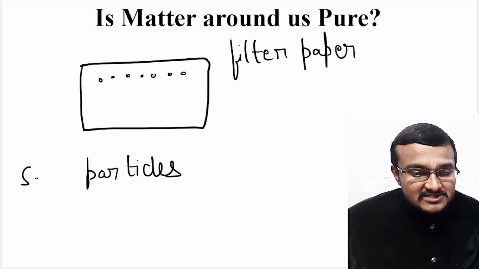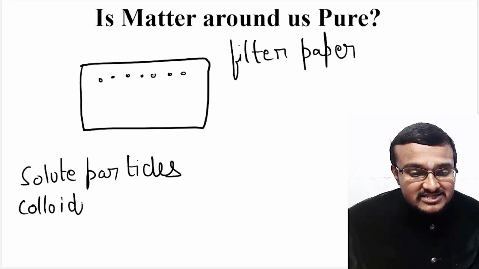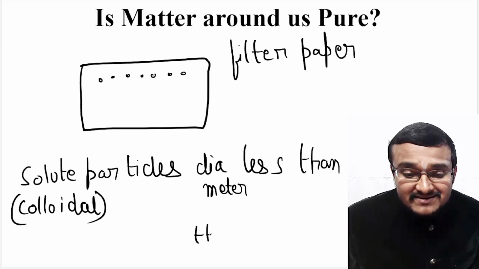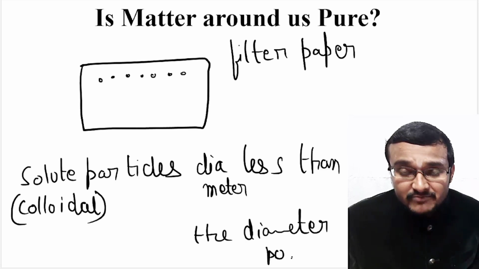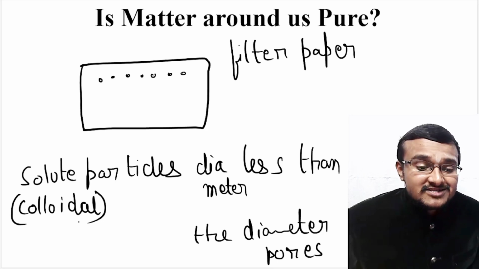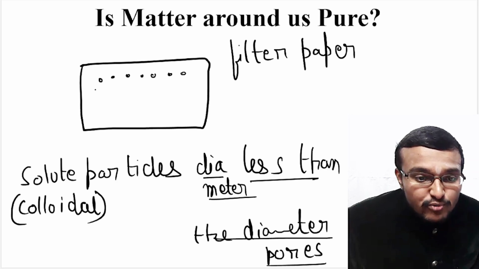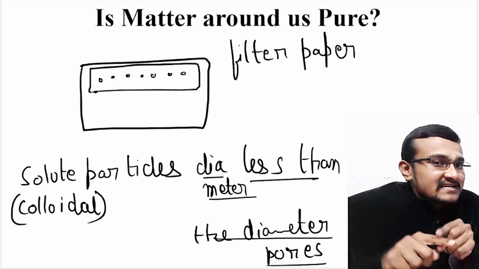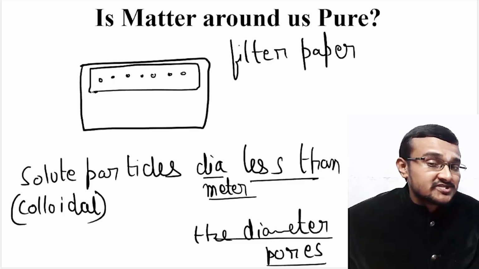So solute particles, or you can call them colloidal particles, which are dispersed in the solvent, have a diameter less than the diameter of the pores of this filter paper. So the colloidal particles have a diameter less than the diameter of pores present in the filter paper. Hence, these colloidal particles will easily get through the pores. You cannot separate out the colloidal particles using filter paper.